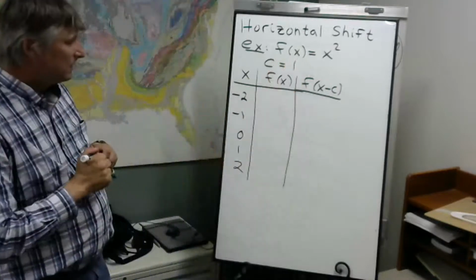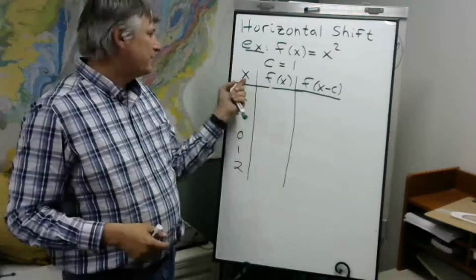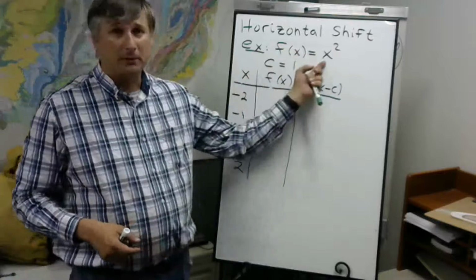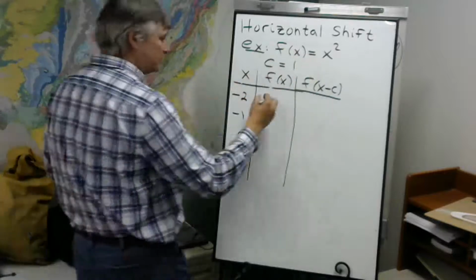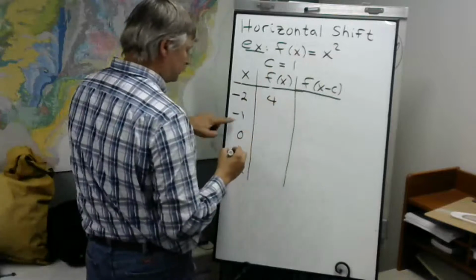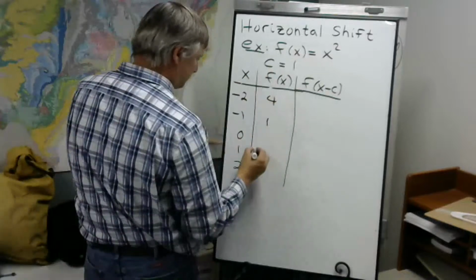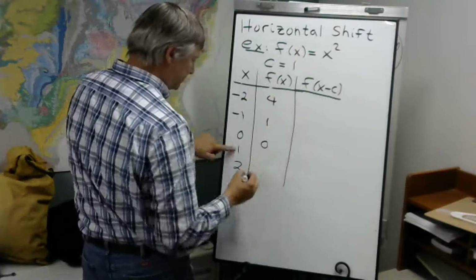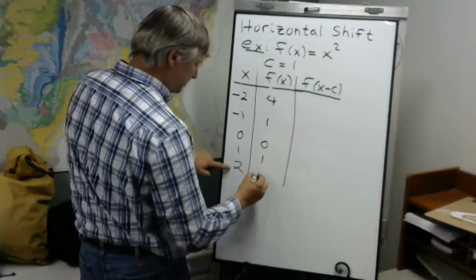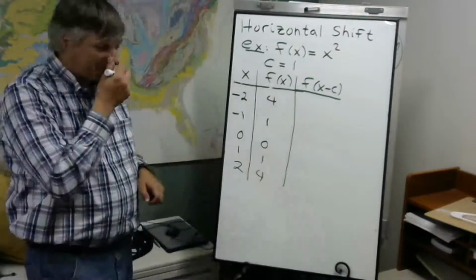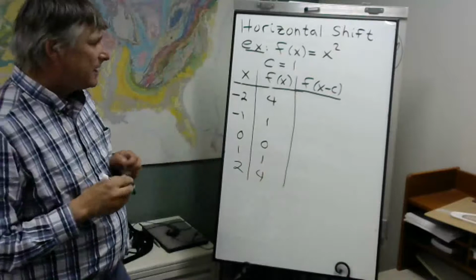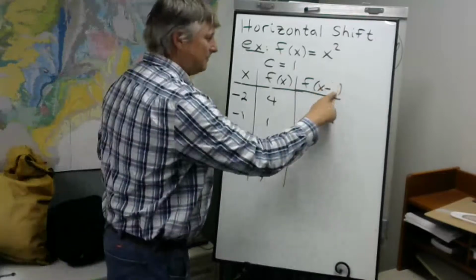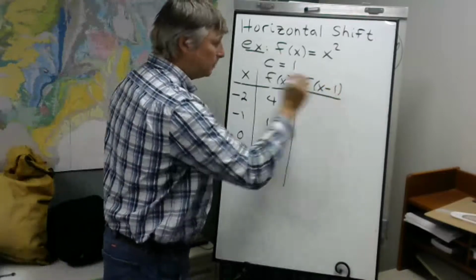Well, again, f of x means whatever x is, we're going to square it. Square negative 2, we get 4. Square negative 1, we get 1. Square 0, we get 0. Square 1, we get 1. Square 2, we get 4. Now, when we subtract c, and again, we have a value for c, it's going to be 1.